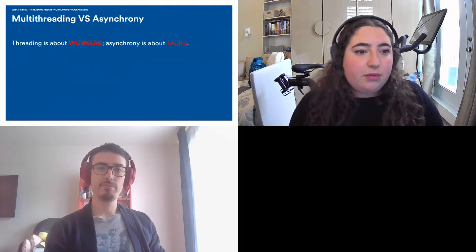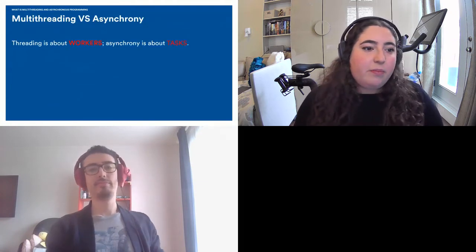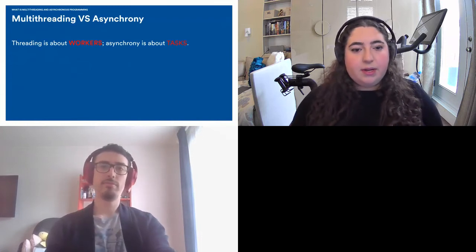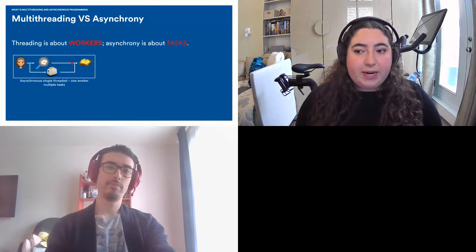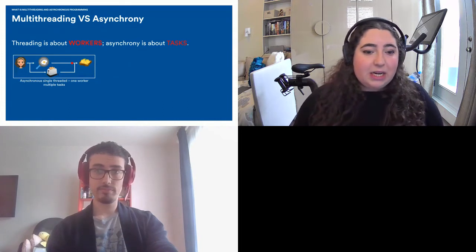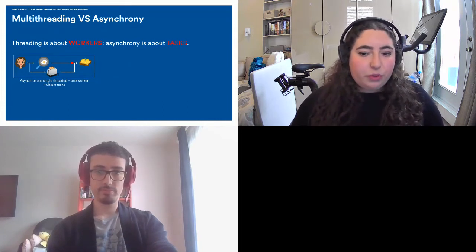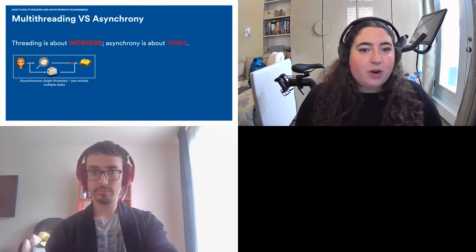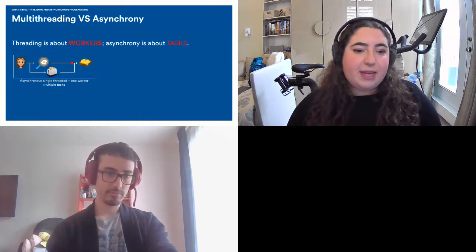I'm going to talk about multi-threading versus asynchrony. So threading is about workers and asynchrony is about tasks. In our asynchronous single-threaded example, we have one worker who is responsible for completing multiple tasks. We are more concerned about the tasks that need to be completed than the worker who is doing it. In our asynchronous multi-threaded example, we have 2 workers, each responsible for their own tasks. In this scenario, we are more concerned about who will be doing which task and scheduling our workers so that everything gets done.